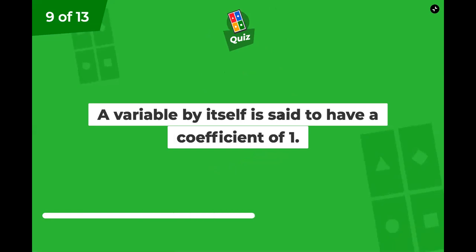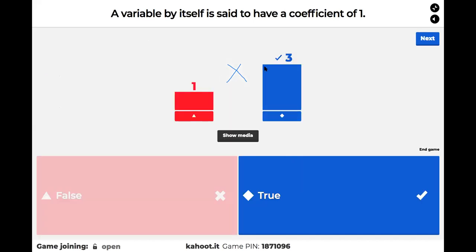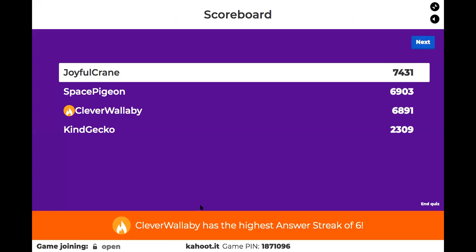A variable by itself is said to have a coefficient of 1. Is that true or false? Okay. So if it is x by itself and there's nothing in front, do we put a 1 there? So is that true or false? Yes. It's true. And they try to trick us because they put false here. A lot of times it's true. Did that trip anybody up? That can be tricky. Clever Wallaby has the highest answer streak of 6. That's me. Woohoo!